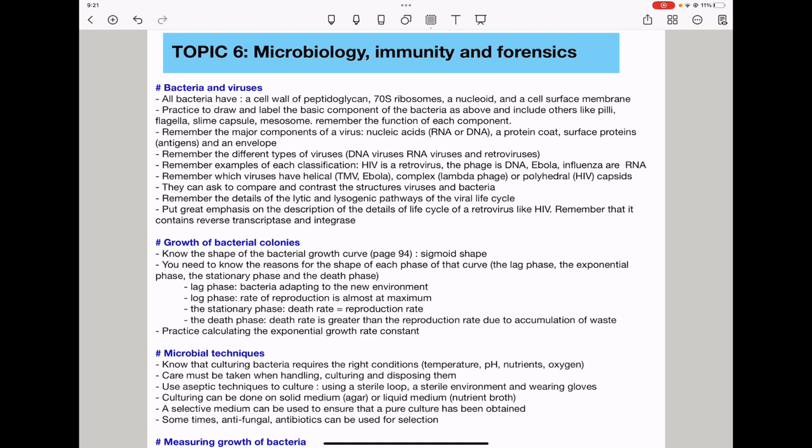Again, remember HIV is a special type of RNA virus. It has RNA, but the reverse transcriptase is going to use it to convert the RNA into DNA, and that DNA is going to be integrated into the genome using integrase enzyme.